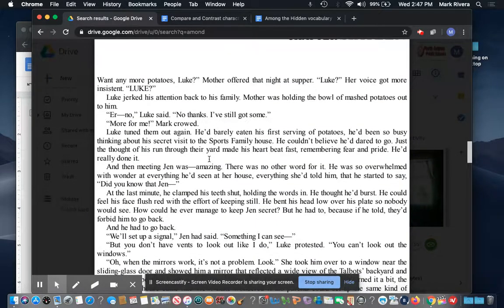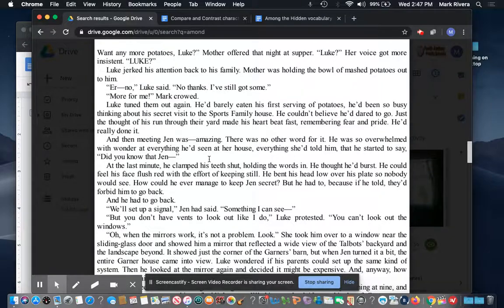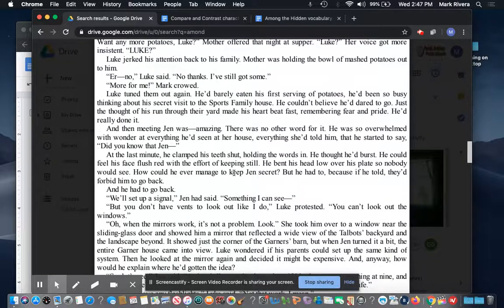Luke jerked his attention back to his family. Mother was holding the bowl of mashed potatoes out to him. "No," Luke said. "No thanks, I still got some." "More for me," Mark crowed. Luke tuned them out again. He'd barely eaten his first serving of potatoes.